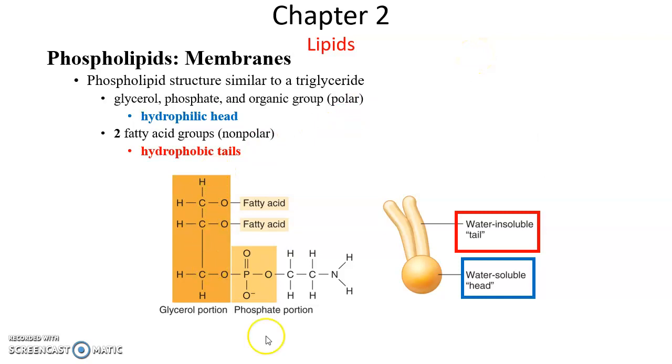So again, one charged phosphate portion and two fatty acids coming off of it, long nonpolar fatty acids, and a charged polar phosphate group.